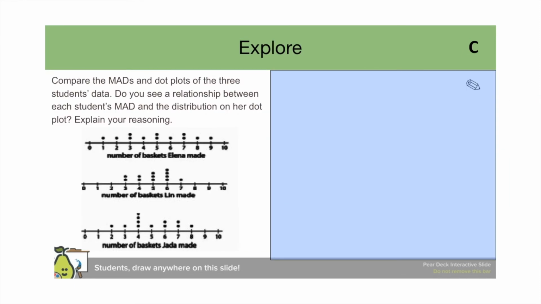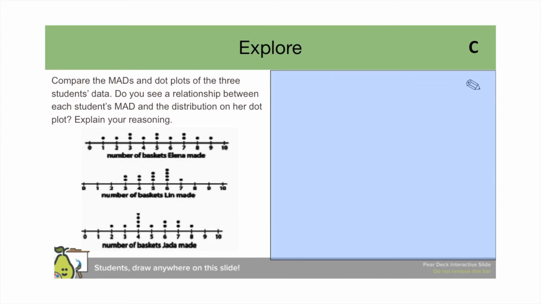This slide on the Explorer asks students to compare the MADs and the dot plots of the 3 students' data. Do you see a relationship between each student's MAD and the distribution on their dot plot? Explain your reasoning. So a sample response would be, yes, I see a relationship between the MAD and the distribution of the data. The largest MAD value corresponds to the dot plot with the widest spread. The smallest MAD value corresponds to the dot plot with the narrowest spread.